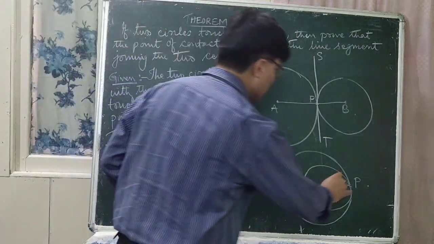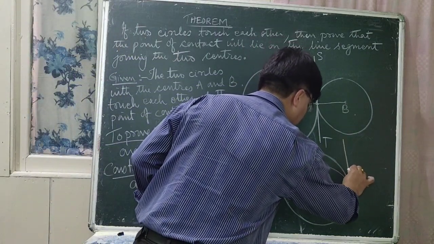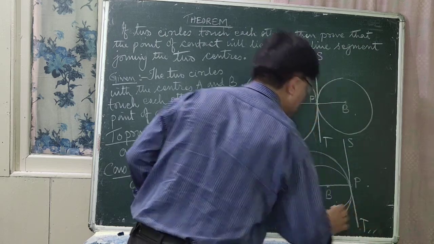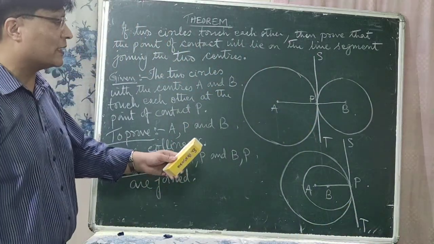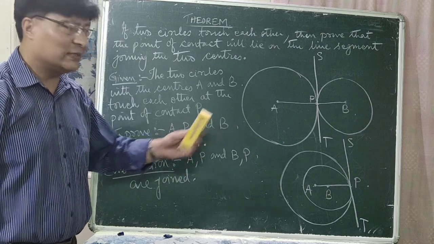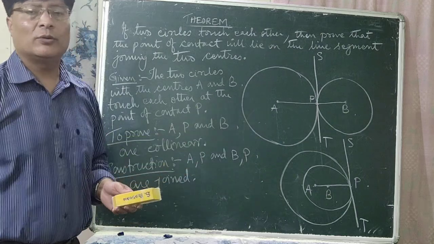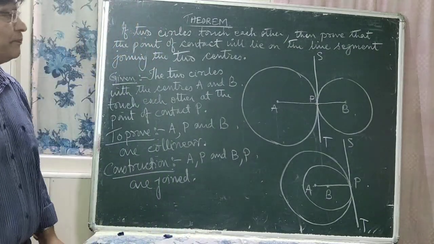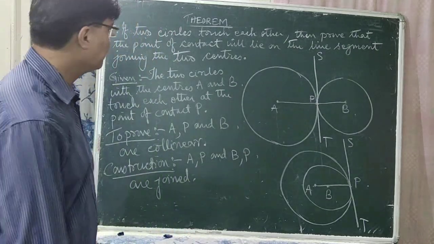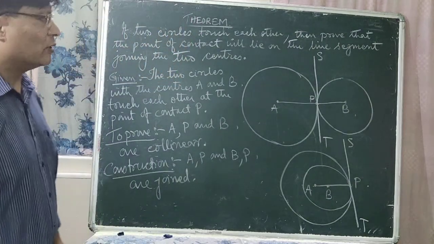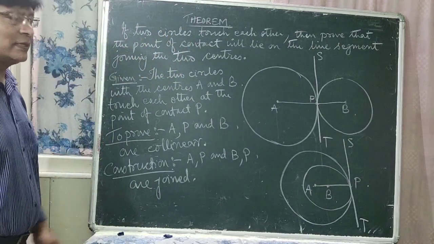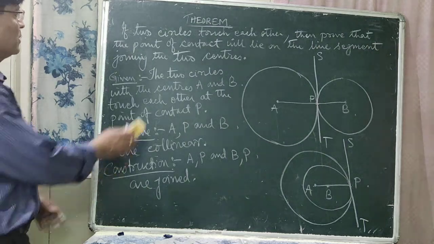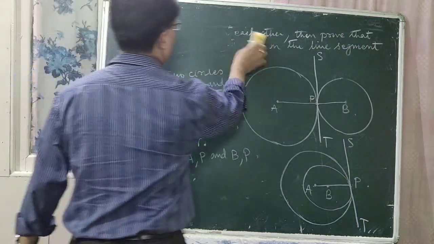Okay? And also here, in the second figure also, you can draw the common tangent ST at the point of contact P. That means this tangent is common to both the circles with the centers A and B. Is that clear to all of you? So now we will prove that this A, P and B are collinear. Okay? So let us do the proof now.